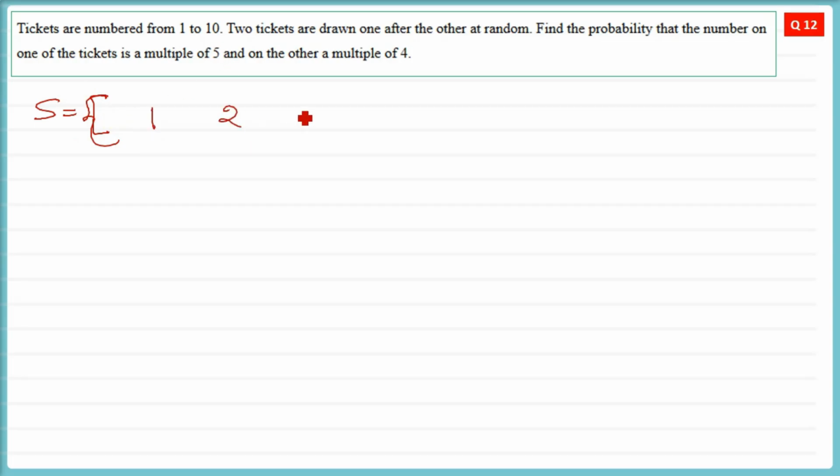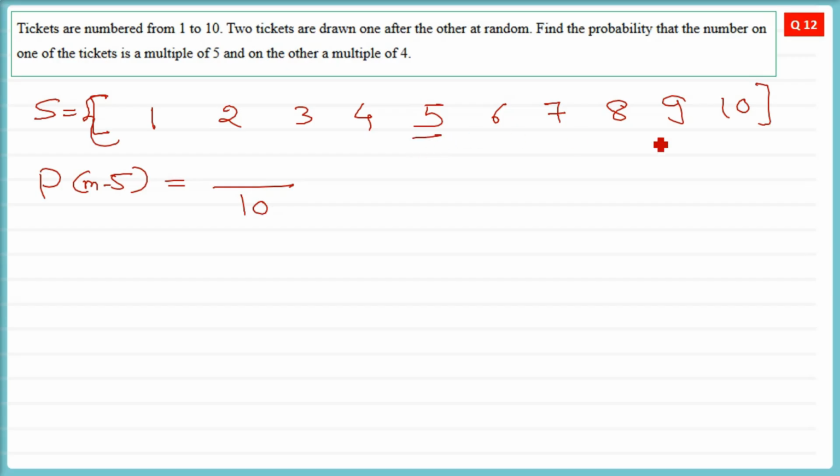So the curly braces should be put: 1, 2, 3, 4, 5, 6, 7, 8, 9, 10. These are all the tickets which are numbered 1 to 10. I apologize for these square brackets. It has to be curly brackets and all the elements have to be separated by a comma. Now probability of a ticket being a multiple of 5. I'm just writing M5 for representation. There are 10 elements in this set and 5 and 10 are the multiples of 5. So 2 by 10, favorable cases divided by total number of cases. The probability of M4, multiple of 4. How many total numbers are there? There are 10 and favorable are 4 and 8, so 2 by 10.